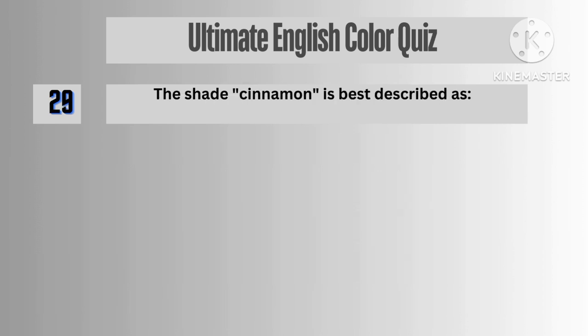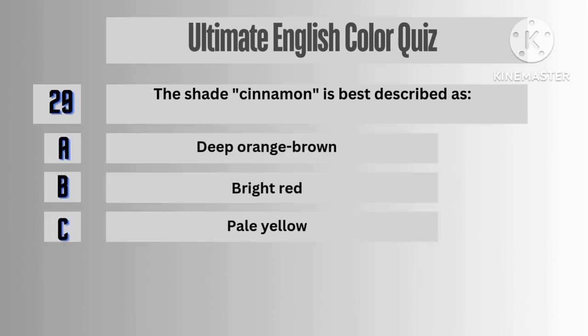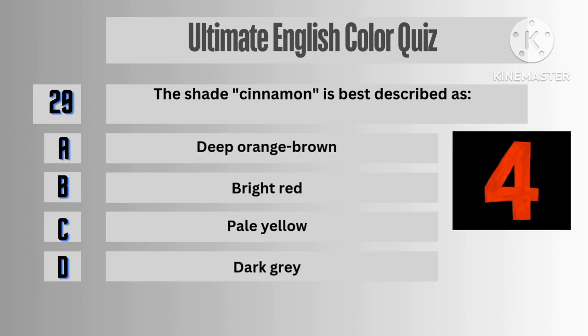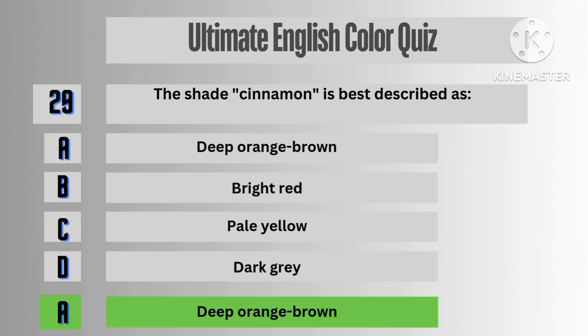Question number 29. The shade cinnamon is best described as option A. Deep orange brown. Option B. Bright red. Option C. Pale yellow. Option D. Dark gray. 5, 4, 3, 2, 1. Correct answer is A. Deep orange brown.